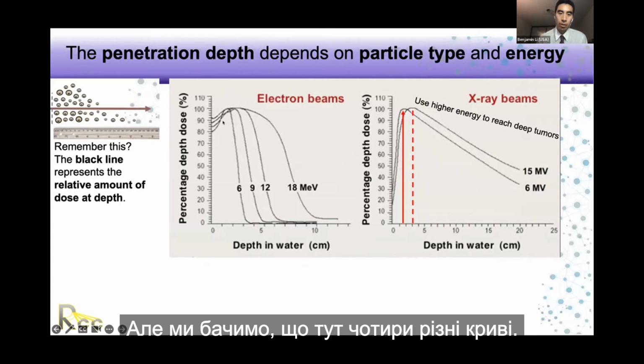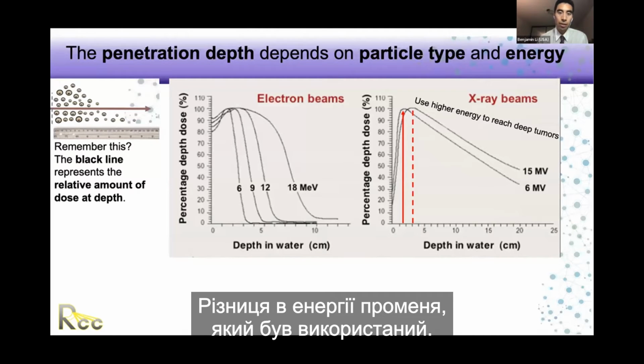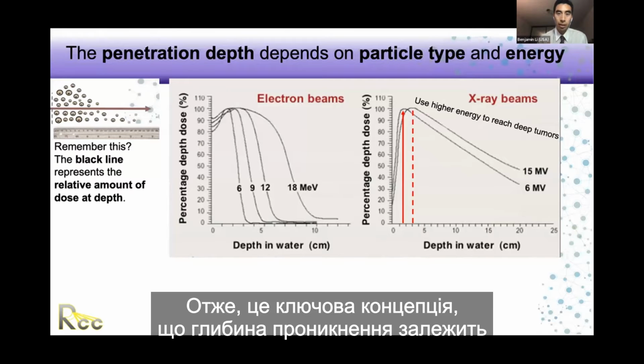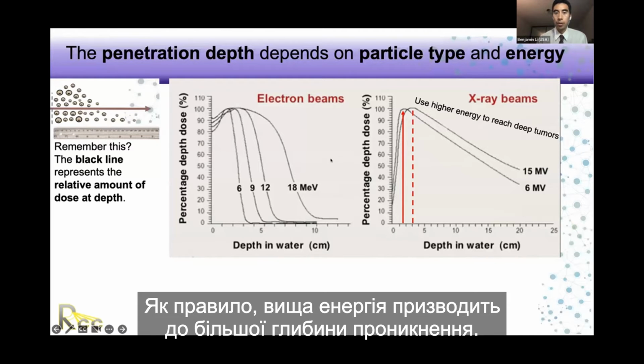But we see here, there's 4 different lines. What's the difference between these lines? The difference is the energy of the beam that was used. So this is a key concept of it. The penetration depth depends on the energy that you're using. Generally, a higher energy leads to more penetration depth.